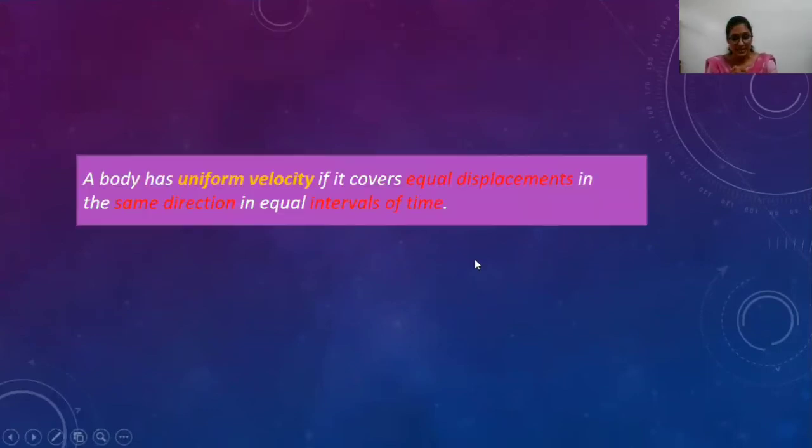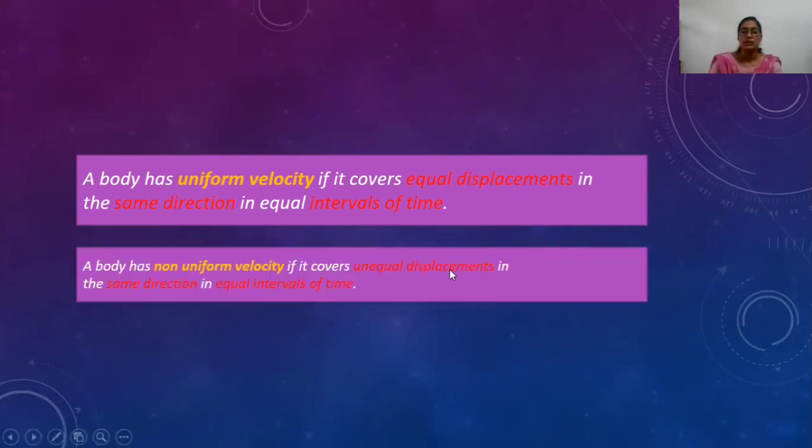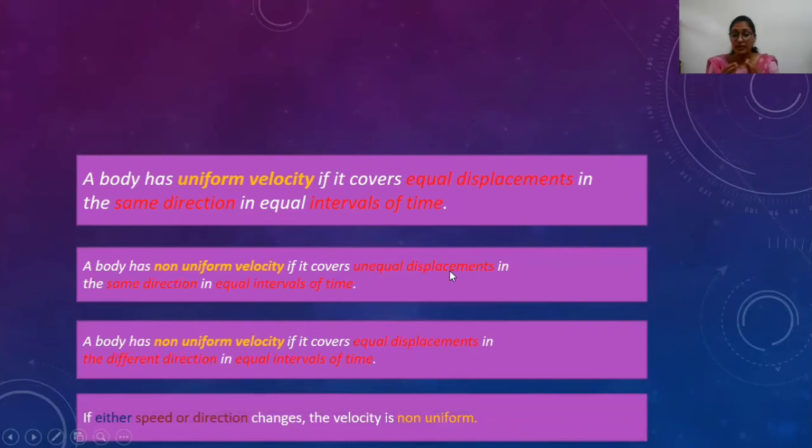Now we can see what uniform velocity is. The definition for uniform velocity: a body has uniform velocity if it covers equal displacement in the same direction in equal intervals of time. The two key points we must remember are equal displacement and same direction. So what is non-uniform velocity? If either speed or direction changes, it is known as non-uniform velocity.